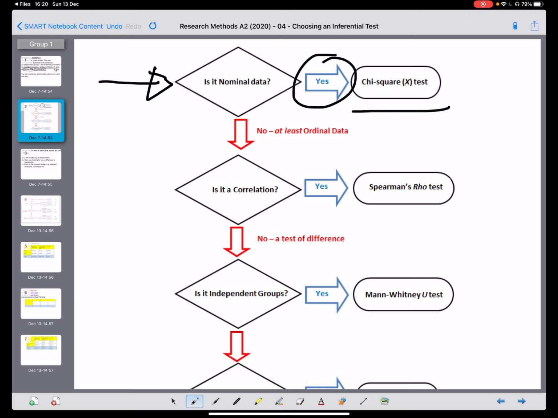Another word that you might want to look at is this word association. When we have nominal data, we can't really do much with it other than look for an association between variables. So a variable of guilty and not guilty against having an eyewitness or not having an eyewitness. So that's one of my ideas: if you can spot nominal data, you're going to move straight to chi-squared.